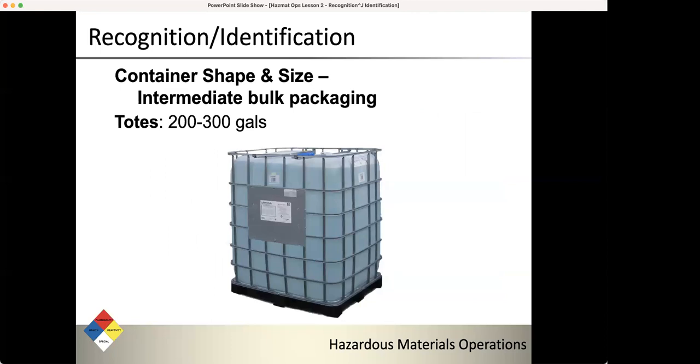Intermediate bulk packaging continued. This is a tote, usually a plastic container with a metal framework around it. Lots of different chemicals are in these. You can buy firefighting foam concentrate stored in these. It holds about 200 to 300 gallons. Just so you know, if one opens up, that's what you're going to have on the ground. That's a tote. They're moved around by forklifts.